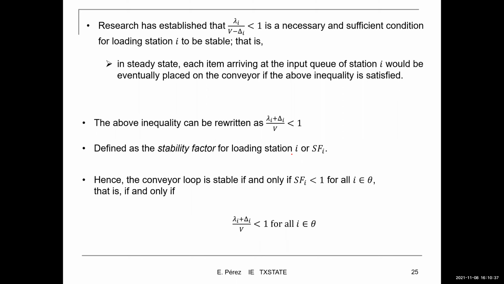This inequality can also be rewritten as follows: lambda I plus delta I, divided by the speed, is less than 1. This is defined as the stability factor for loading station I, or SFi. Hence, the conveyor loop is stable if and only if this ratio is less than 1 for all i in theta. That is, if and only if this condition is satisfied.